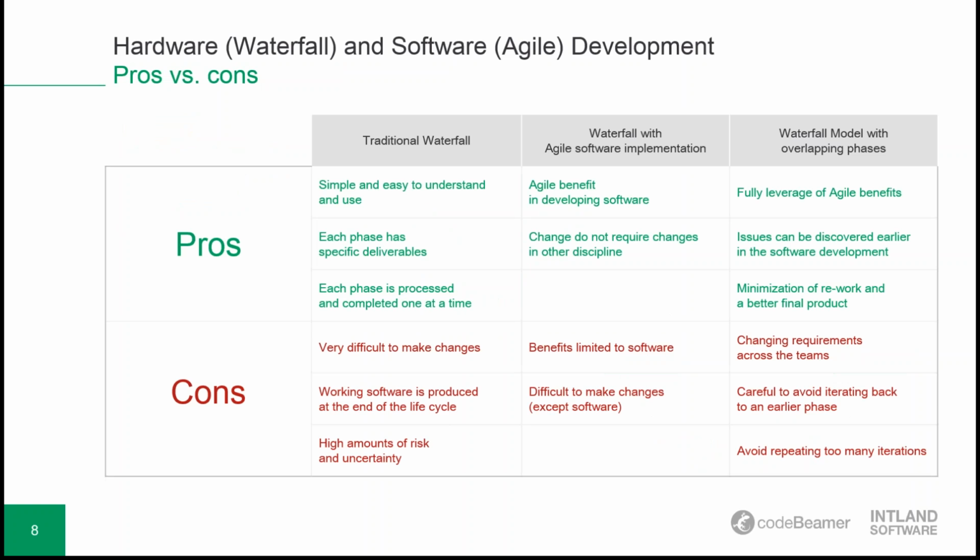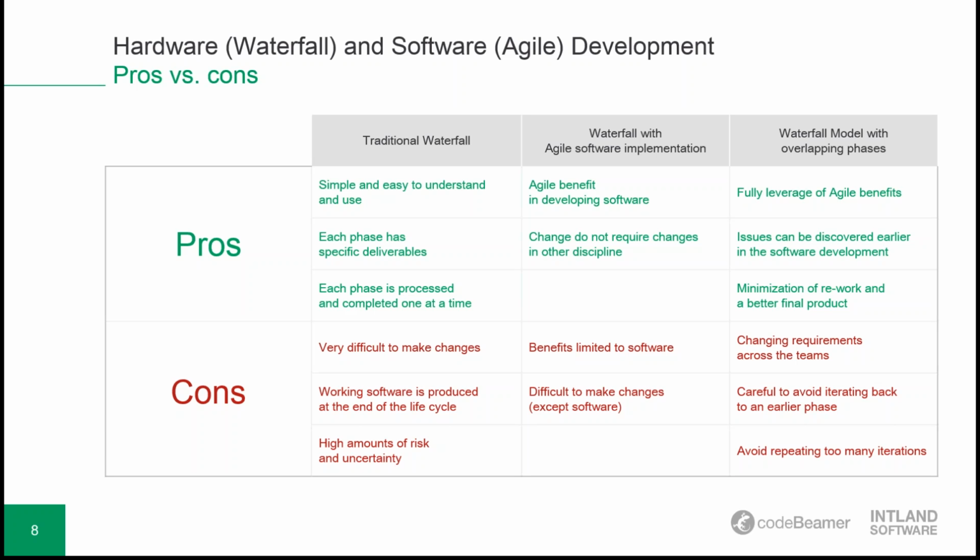Obviously, the traditional waterfall, we know it is simple and easy to understand and use. Each phase has specific deliverables, and each phase is processed and completed one at a time. The disadvantage, the downside of it, is that it is very difficult to make changes, and working software is produced only at the end of the life cycle, and it also comes with a high amount of risk and uncertainty.